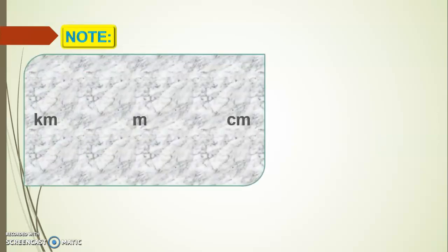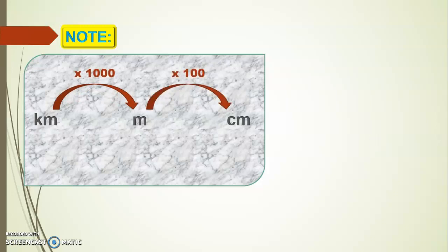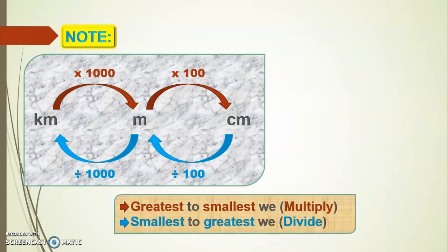Note: how to convert from kilometer to meter and from meter to centimeter. To convert from kilometer to meter, we multiply by 1000, and to convert from meter to centimeter, we multiply by 100. And now, how to convert from centimeter to meter and from meter to kilometer. To convert from centimeter to meter, we divide by 100, and to convert from meter to kilometer, we divide by 1000. So, from the greatest to the smallest, we multiply, and from the smallest to the greatest, we divide.